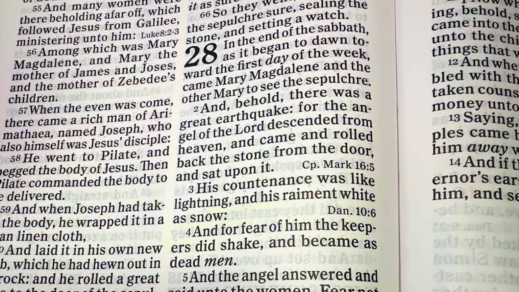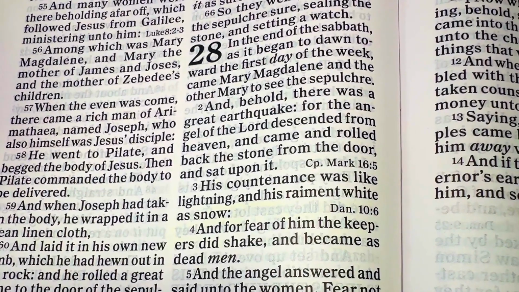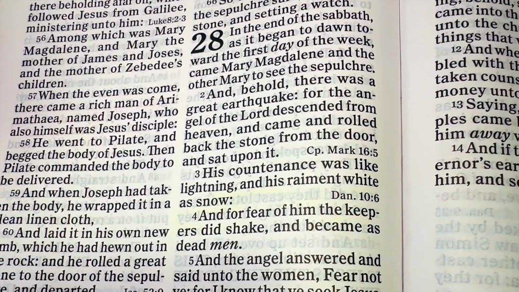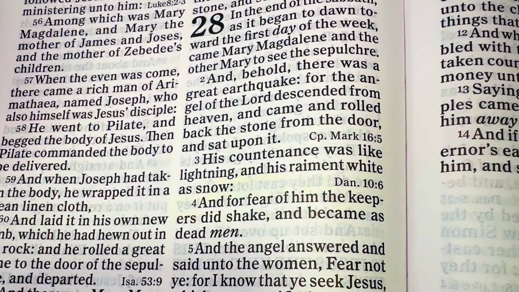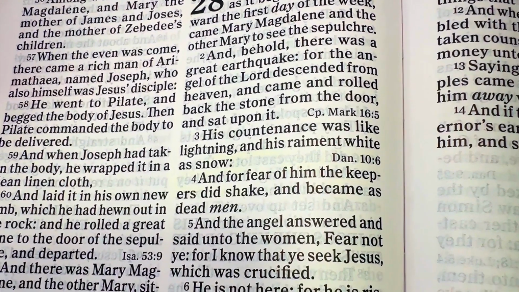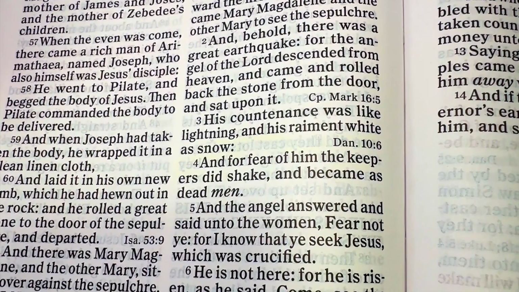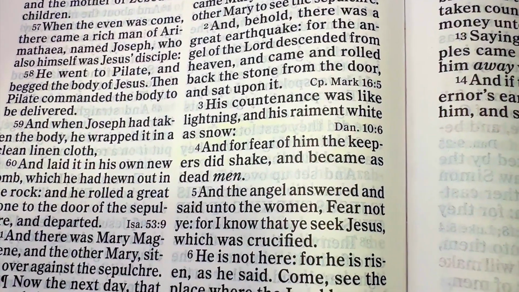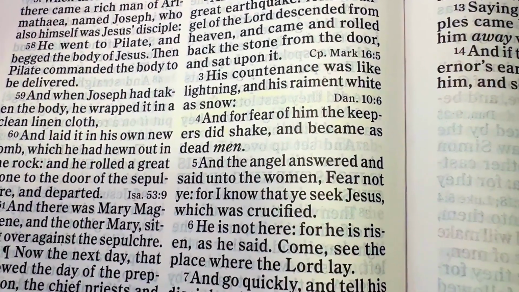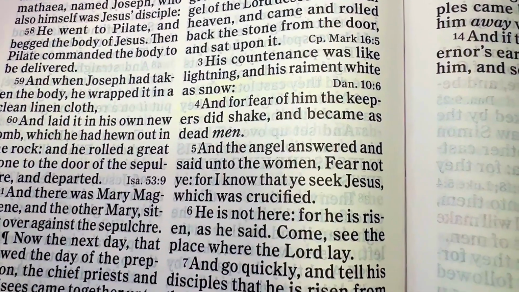Our next point is the tomb was empty. We are going to deep dive into Matthew chapter 28 verse 1 to 7. In the end of the Sabbath, as it began to dawn toward the first day of the week, came Mary Magdalene and the other Mary to see the sepulchre. And behold, there was a great earthquake, for an angel of the Lord descended from heaven, and came and rolled back the stone from the door, and sat upon it. His countenance was like lightning, and his raiment white as snow. And for fear of him the keepers did shake, and became as dead men.